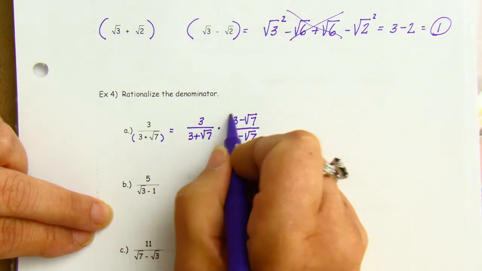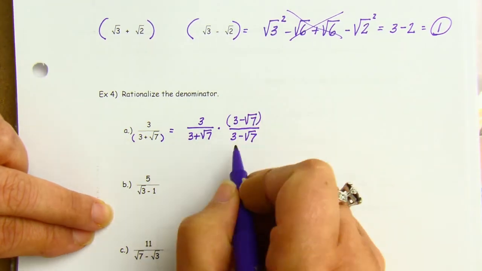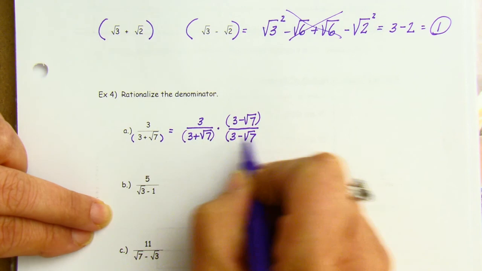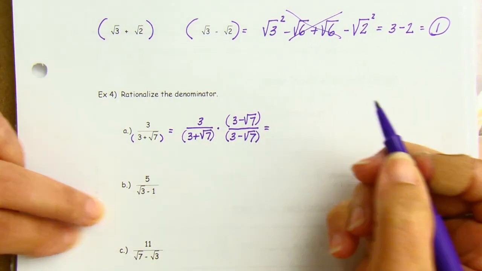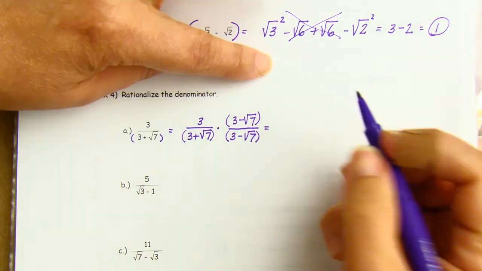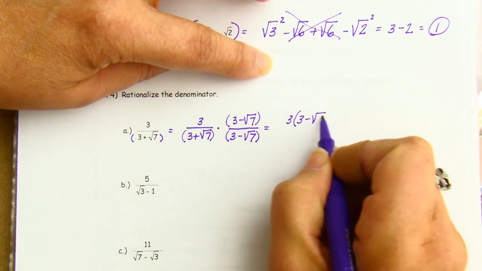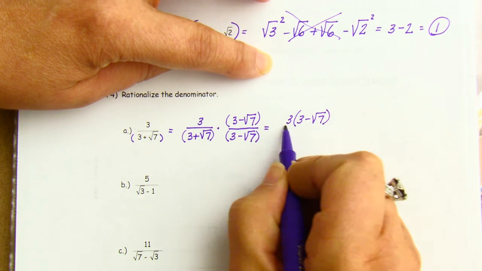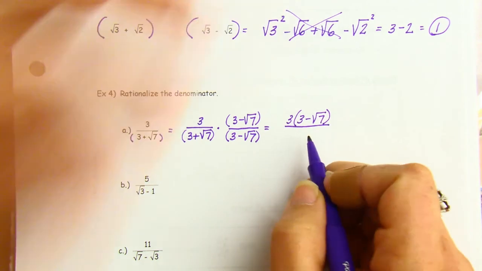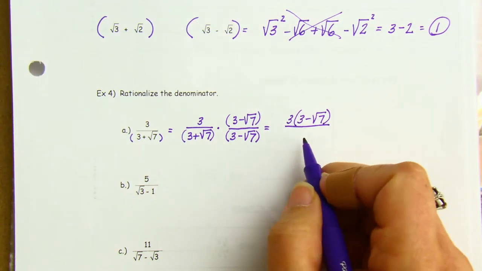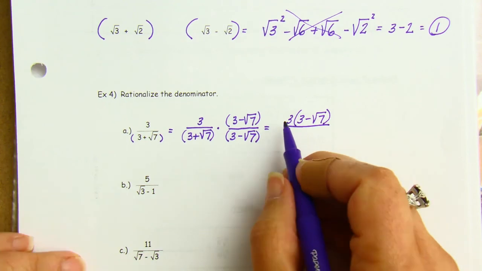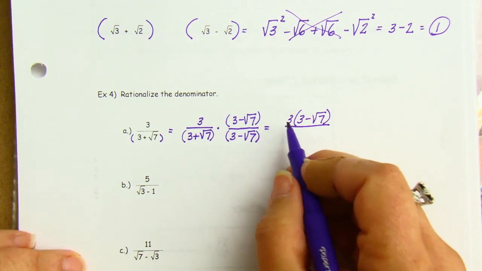Now, these are quantities. And so in the denominator, you have to FOIL. In the numerator, I wouldn't distribute at this point. I would simply write it as 3 times the quantity, 3 subtract root 7. Because remember, you're going to end up with some integer here in the denominator, and you want to see if that's going to be reducible with this integer that's outside.